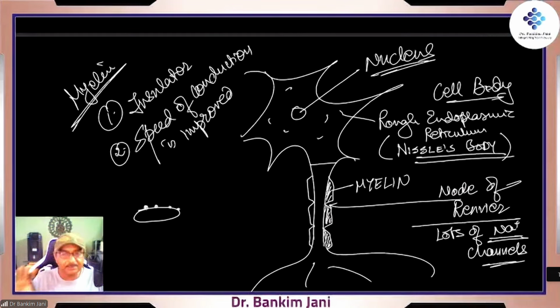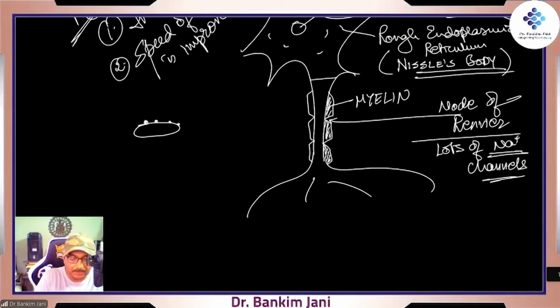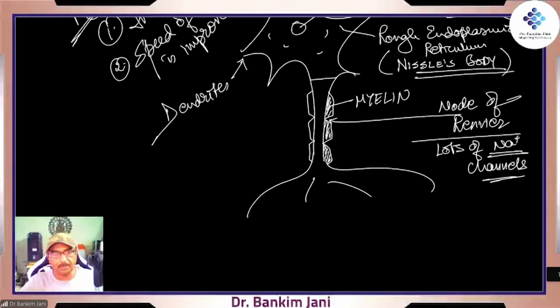But this much is the structure, and that's how it will continue. That means these are the dendrites. These are dendrites. They will be getting connected with other neurons, and then the whole current would be conducted. This is because Nissl is the name of the person. Nissl's granules, you can see.